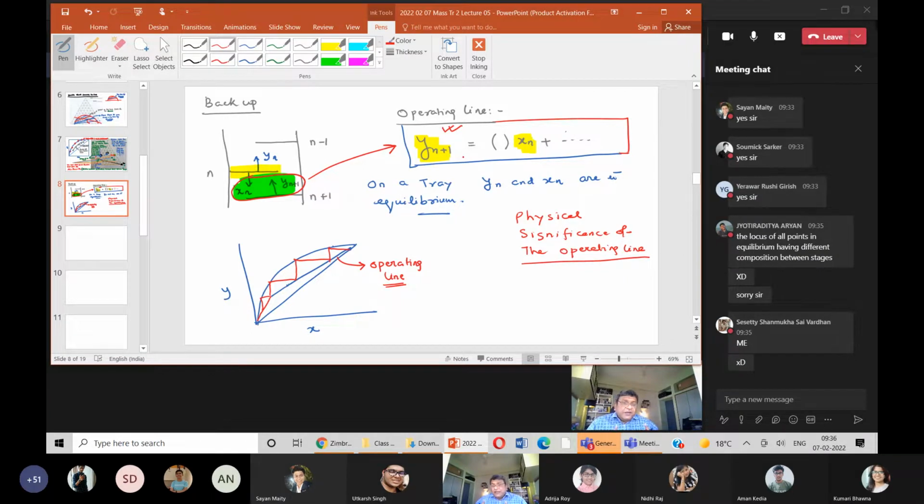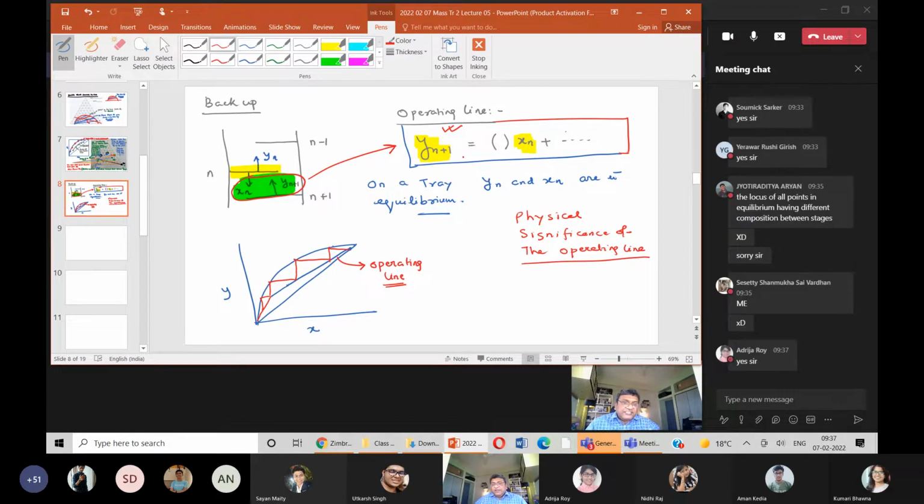You see, what is operating line doing? Operating line is actually a mathematical relation between the composition, right? The vapor composition and the liquid composition between the two stages. This is not an equilibrium composition. These are not at equilibrium, right? So one can argue, Jyotiraditya has written it very nicely, so I can copy it from the chat box and paste it. Mathematically, what is operating line?